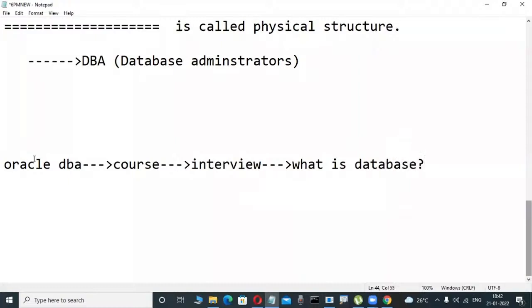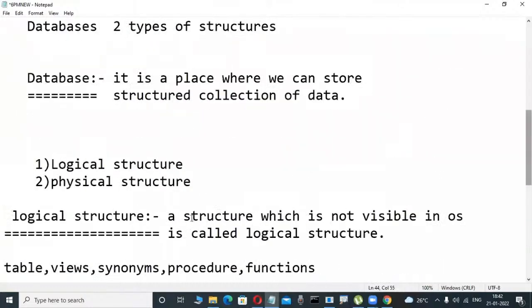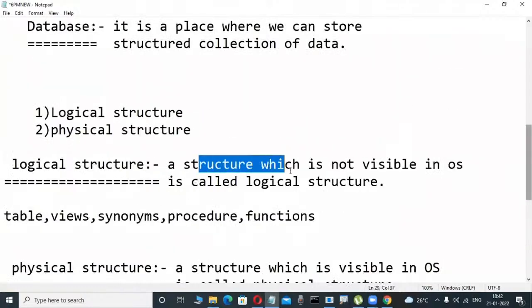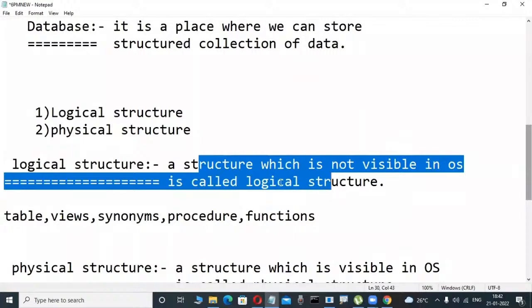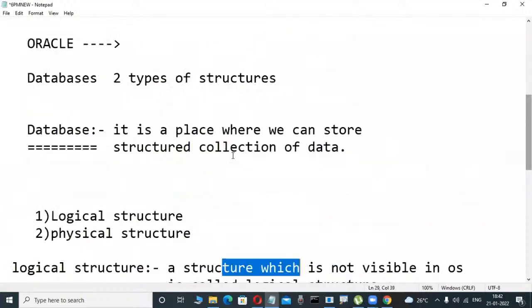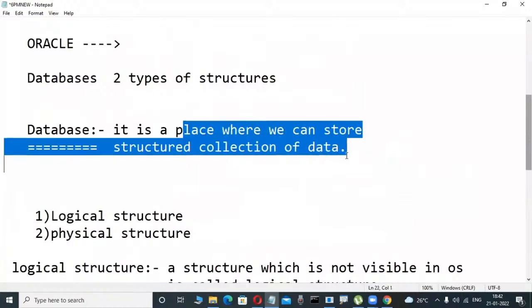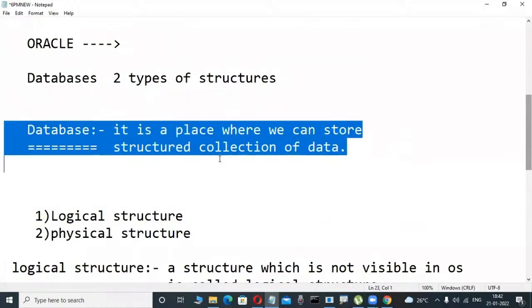Whenever they ask what a database is, I tell them it is bookish knowledge: a structured collection of interrelated data that is stored somewhere. If someone says it is just a place that stores a structured collection of data, it is immediately rejected. Why? Because this is the developer definition.